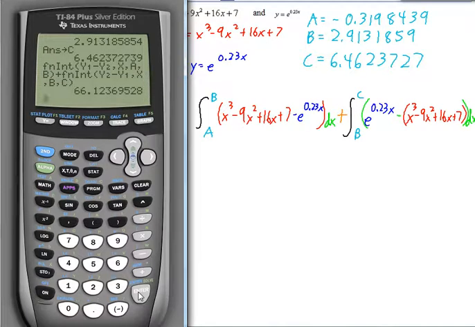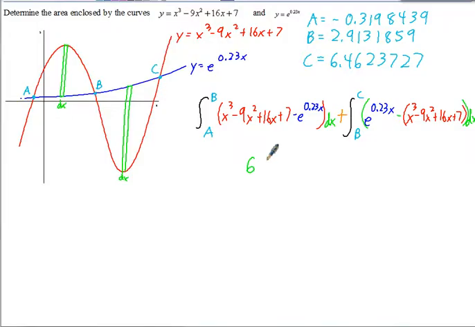We get 66.123 if you truncate, or 124 if you round it. And again, these are units cubed. Or you can write the whole thing out if you want.